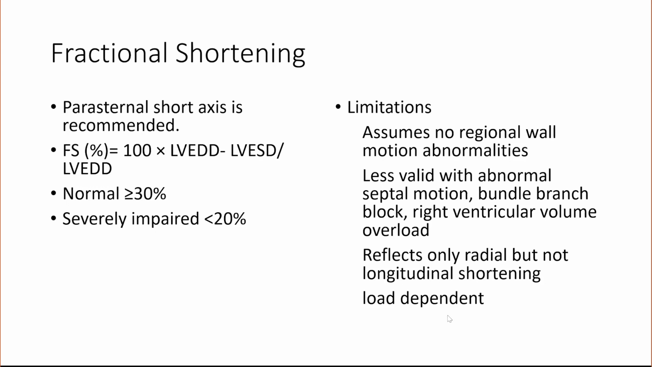Limitations: one of the limitations is the same, it's all load dependent. All of these have this problem of load dependency, but it's also measuring at one point, so it assumes no regional wall motion abnormalities, and it's less valid with abnormal septal motion, bundle branch block, and right ventricular volume overload. It's also reflecting only the radial, but not the longitudinal shortening.